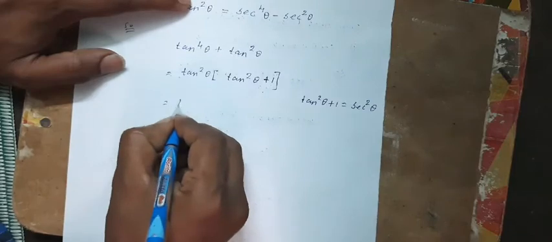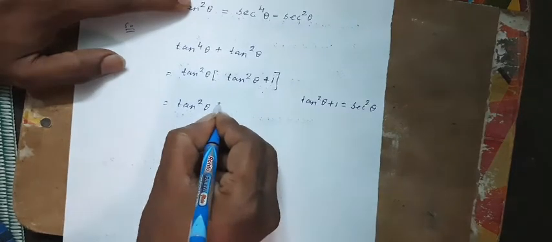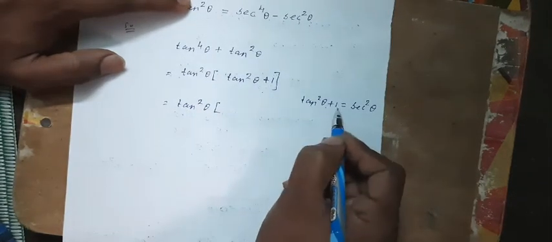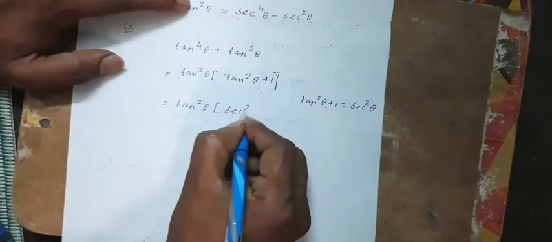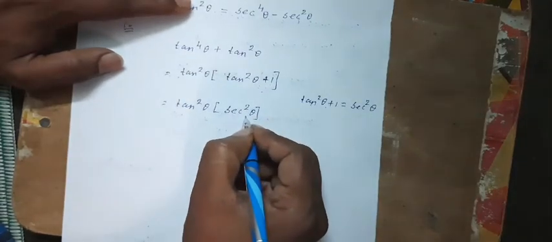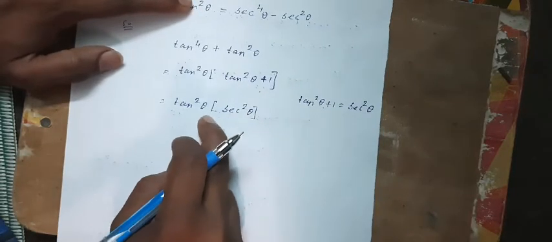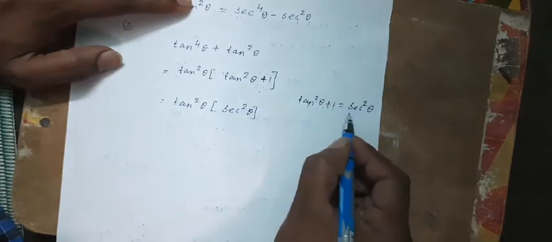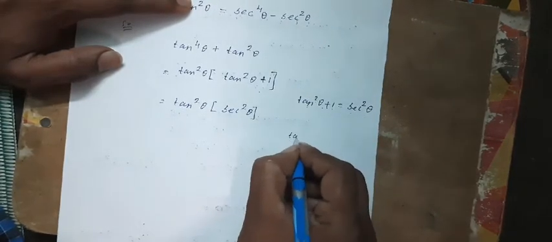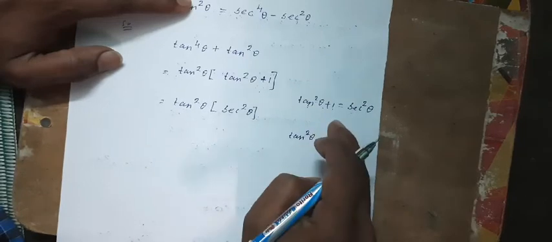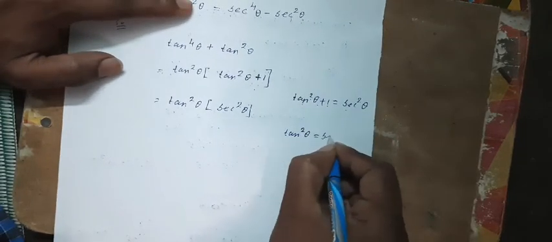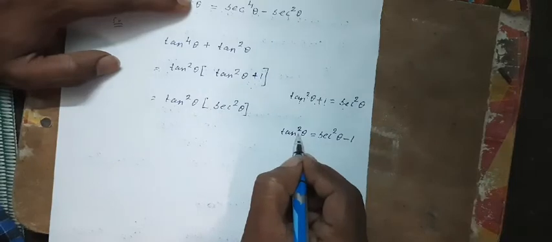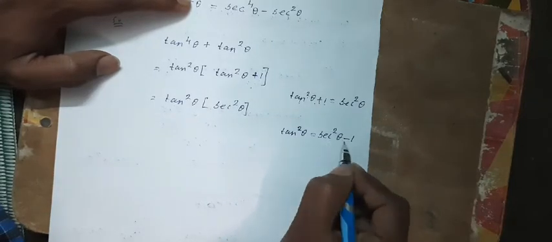So we get tan square theta into tan square theta plus 1. Tan square theta plus 1 is equal to secant square theta. So we get secant square theta. Clear this one? Okay, next I need only tan square theta. Right? Here tan square theta plus 1 is equal to secant square theta. Next we can find tan square theta. Then tan square theta is equal to secant square theta plus 1, the 1 comes to this side, minus 1. So tan square theta is equal to, what is the formula? Secant square theta minus 1.